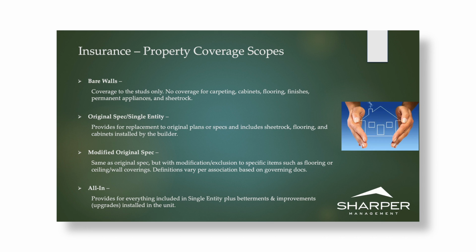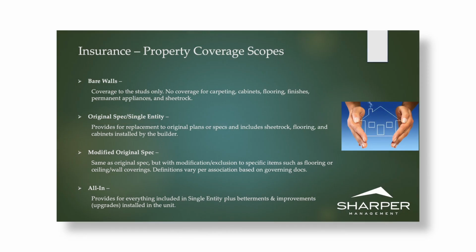The next type is called modified specs. So this is pretty rare, but this gets really detailed. Maybe cabinets are covered, maybe they're not. Maybe the sheetrock's covered, but the paint is not, right? So it just really can vary. Again, pretty rare, and it really forces you to read the details of the policy and also the details of your declaration.